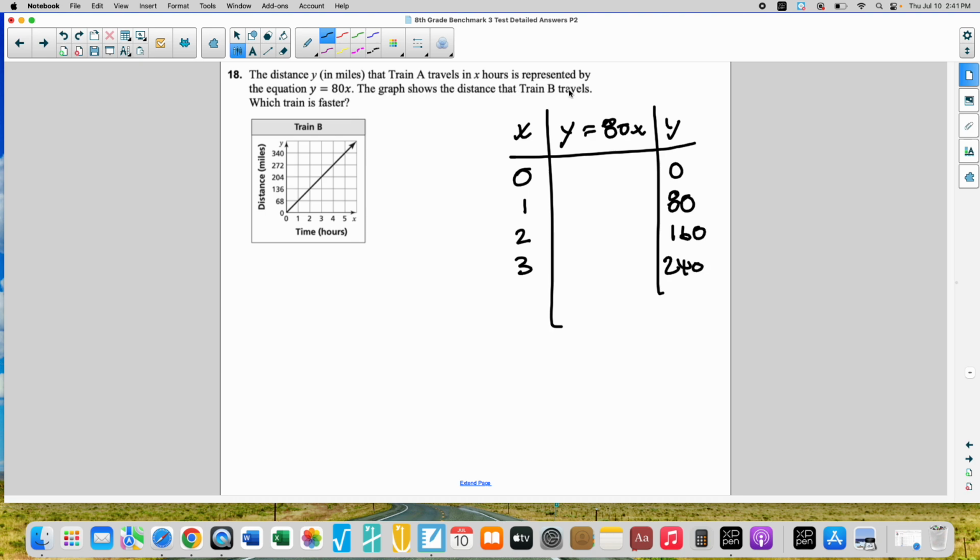Okay, and then the graph shows the distance the train travels. Which train is faster? So 80 in 1 hour. So the speed of train A is going to be 80 miles per hour. Input x represents hours, y equals miles. So 80 miles in 1 hour. And this train is going to go 68 miles per hour, 68 in 1 hour. So which train is faster? A is faster.